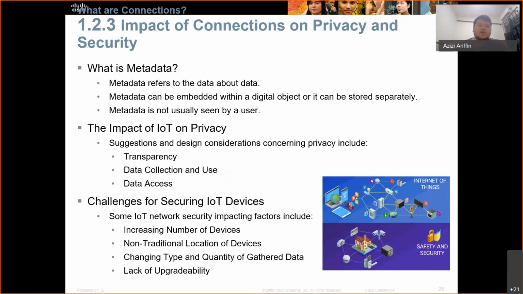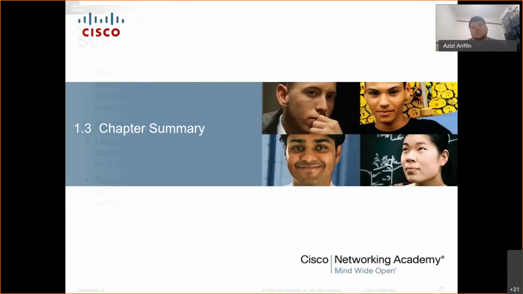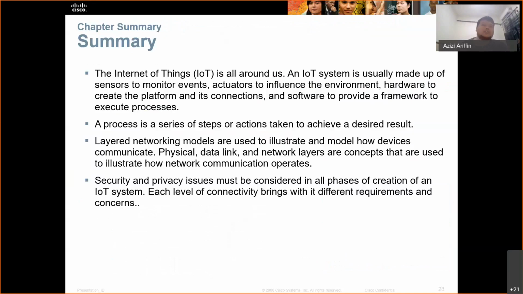Okay. So orang boleh juga change the data type. Okay, selalunya IoT device ni kita tak upgrade lah. Selalunya. So itu one of the challenge of IoT devices. So itu summary dia. So as a summary, IoT is all around us. Again, saya dah ulang banyak kali. Sekarang ni semua benda dah IoT. And process is series of steps. So senang cerita, this is the algorithm.